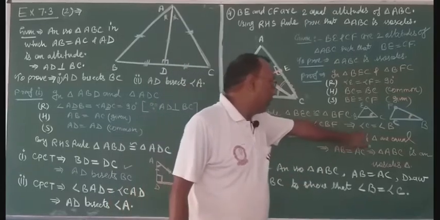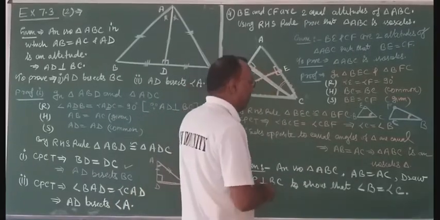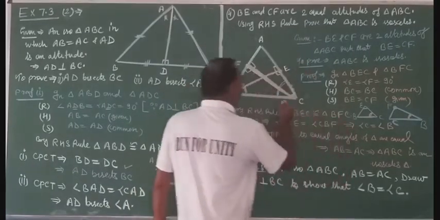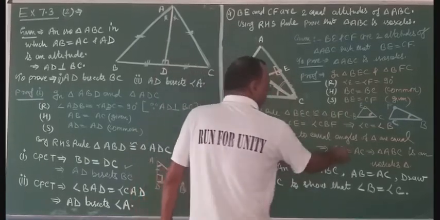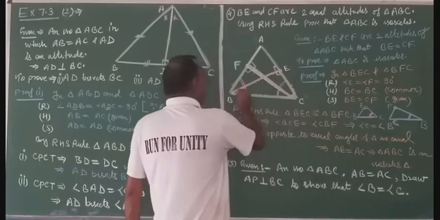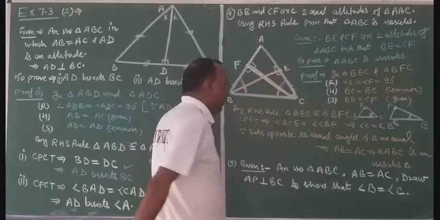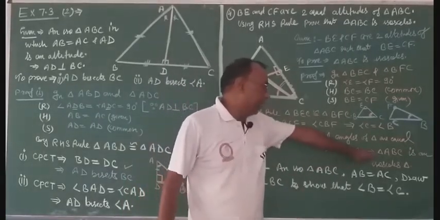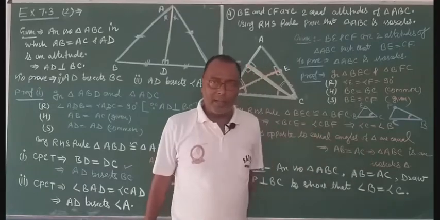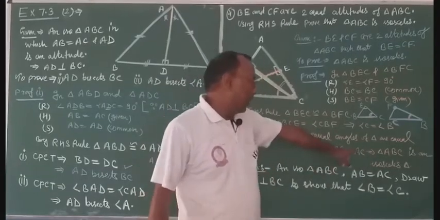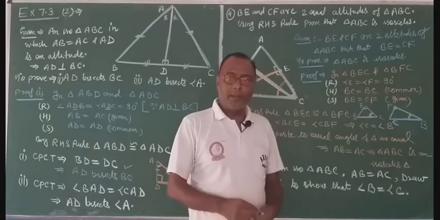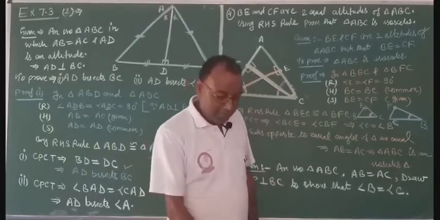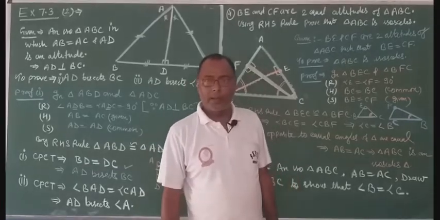Now just look here. What is the side opposite to angle C? That is AB. And what is the side opposite to angle B? That is AC. And AB is equal to AC. It means two sides of the triangle are equal. That is, triangle ABC is an isosceles triangle.